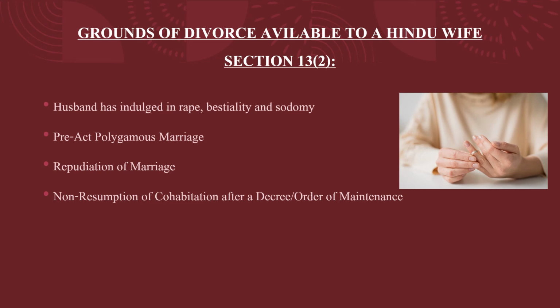And the last ground would be non-resumption of cohabitation after a decree or order of maintenance. So if a wife has obtained an order of maintenance under proceedings under section 125 of CrPC or a decree under section 18 of the Hindu Adoptions and Maintenance Act, and cohabitation has not been resumed between the parties after 1 year or upwards, then this is definitely a valid ground for filing a divorce petition by the wife. So if there is no cohabitation for 1 year and the husband neglects the judgment of maintenance awarded to the wife by the court, then the wife can definitely go for a divorce. So that was all about the grounds of divorce available to a Hindu wife.